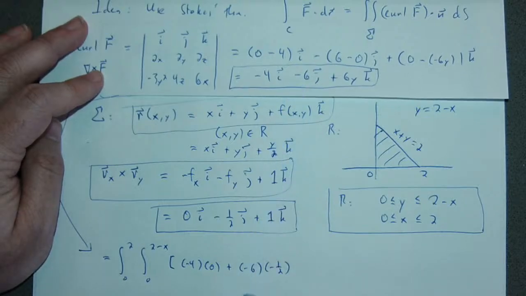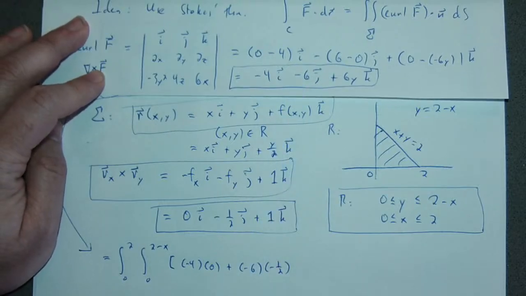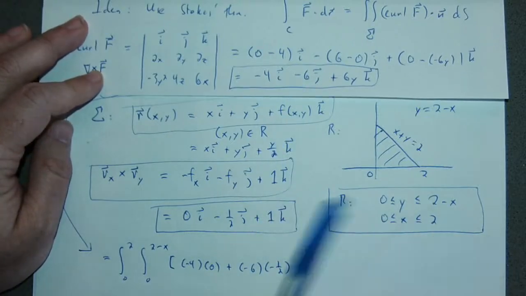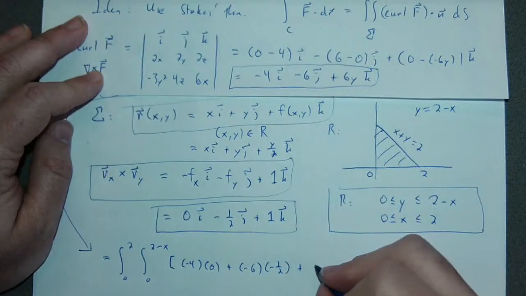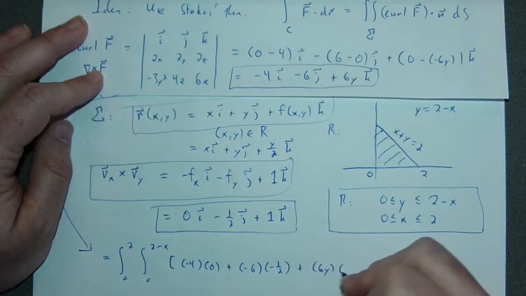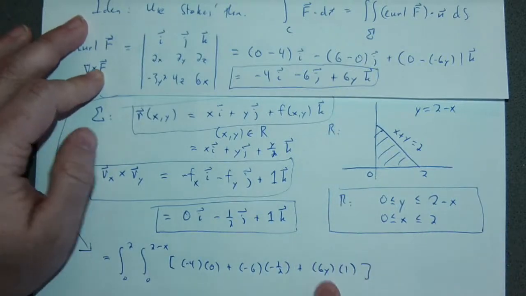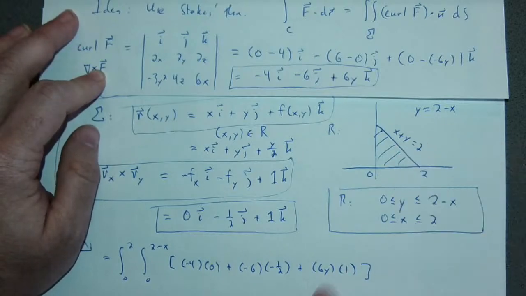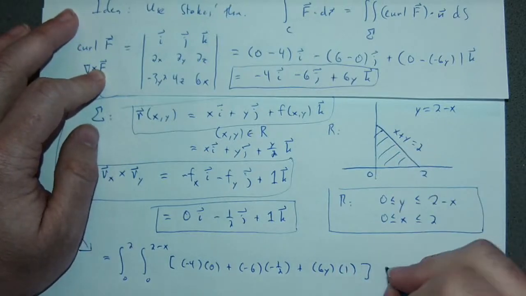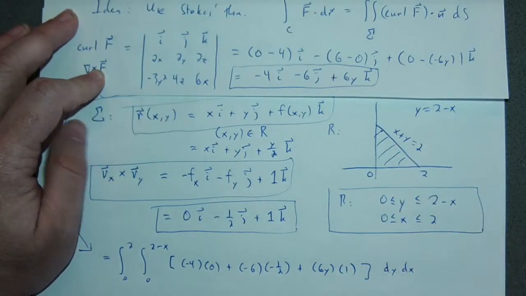Yeah, right. So I've already put the minus 1. Yeah, that's fine. Plus 1 dotted with 6y. So this is 6y times 1. Again, I'm actually plugging in for y here. Okay, dy dx.